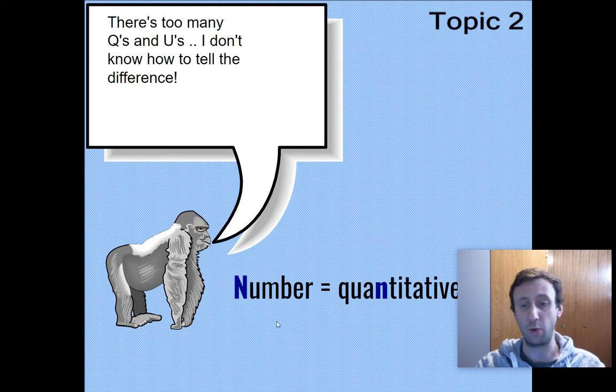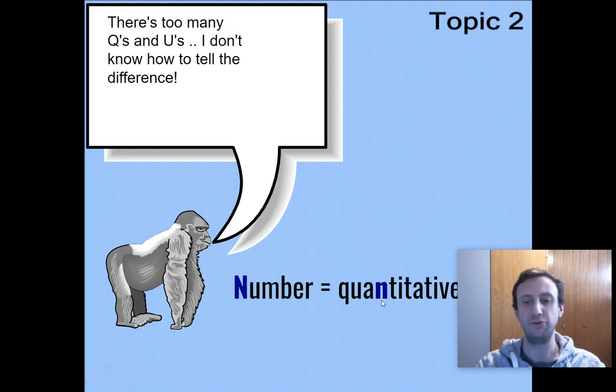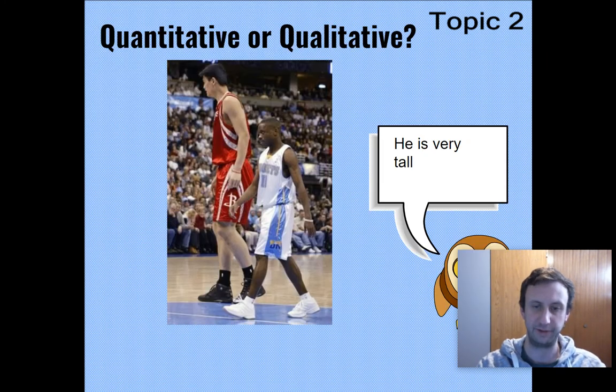So how do you distinguish between these two? Well, quantitative has an N in it. That N I want you to think of as standing for number. So if it has a number in it, a numerical kind of value, then you know it's a quantitative thing. Or again, look at the root of the words quantitative or qualitative.